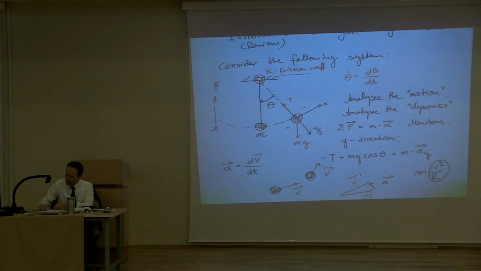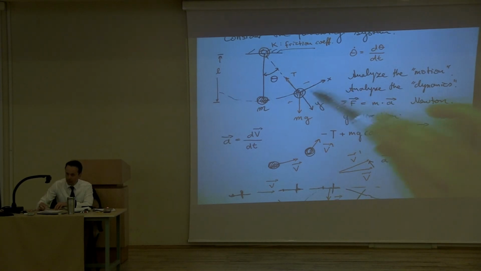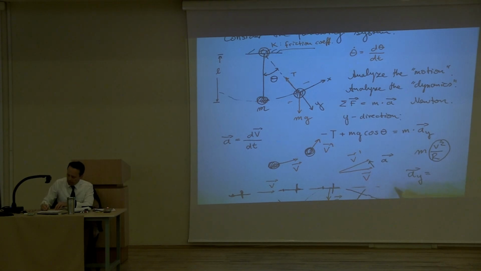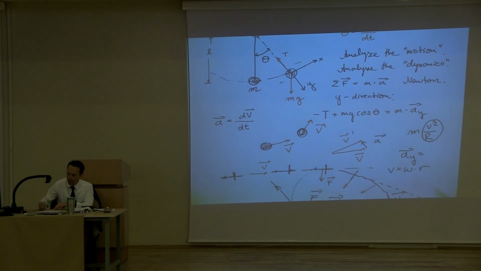So in our case, AY will be equal to v squared over r, whatever that velocity is. What will be that velocity? Let's put it this way, velocity is equal to, remember this? Omega times r from high school? Right. Omega is the angular velocity. So the angular velocity will be equal to theta dot, and times r, which is L in our case. So this is your velocity vector. The magnitude of your velocity is theta dot times L.